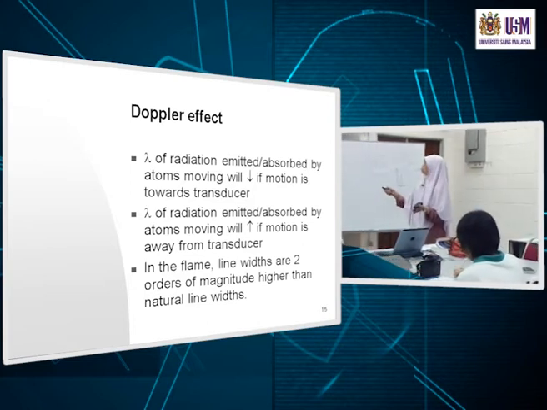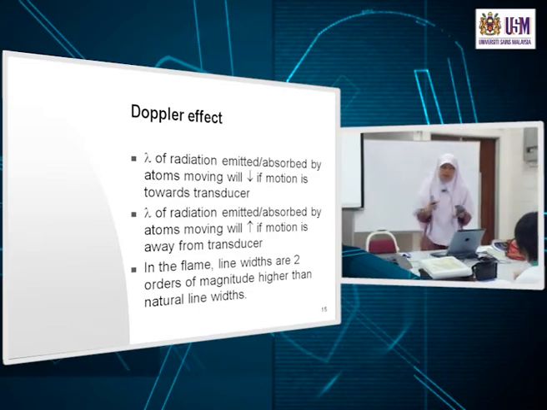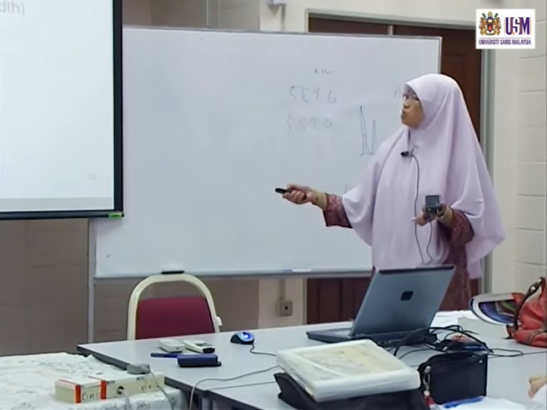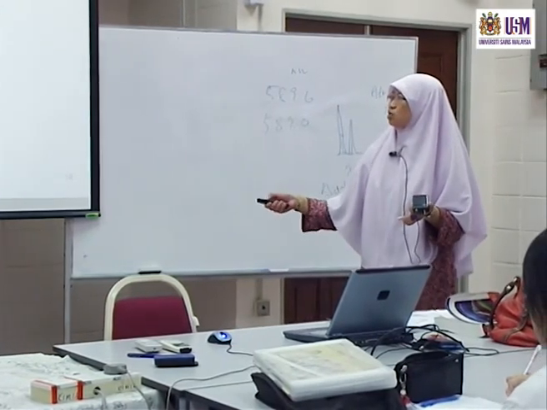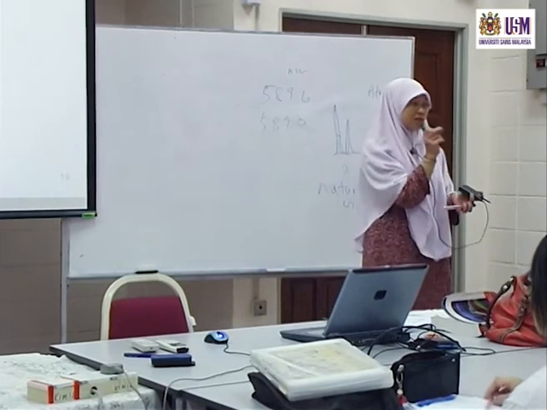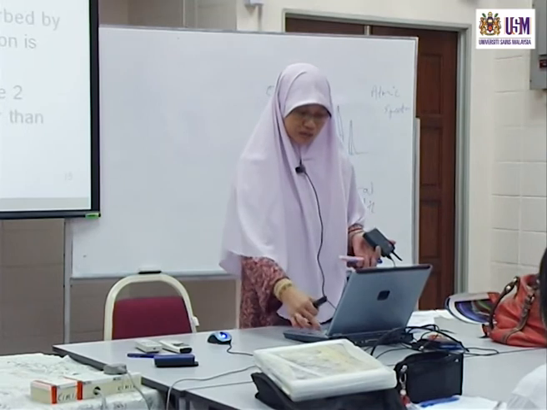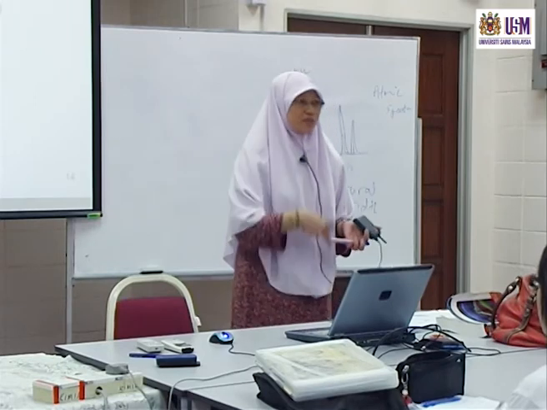So now, due to this Doppler effect, the line width is further increased. Just now we said, due to the uncertainty principle, you have a natural line width of 10 to the minus 5. You know that this line has a width of 10 to the minus 5. Due to the Doppler effect, you have two orders of magnitude, which means 100 times more. 10 to the minus 5 times 100 is 10 to the minus 3, wider. 10 to the minus 5 is small, okay? Times 100 becomes 10 to the minus 3, even wider.